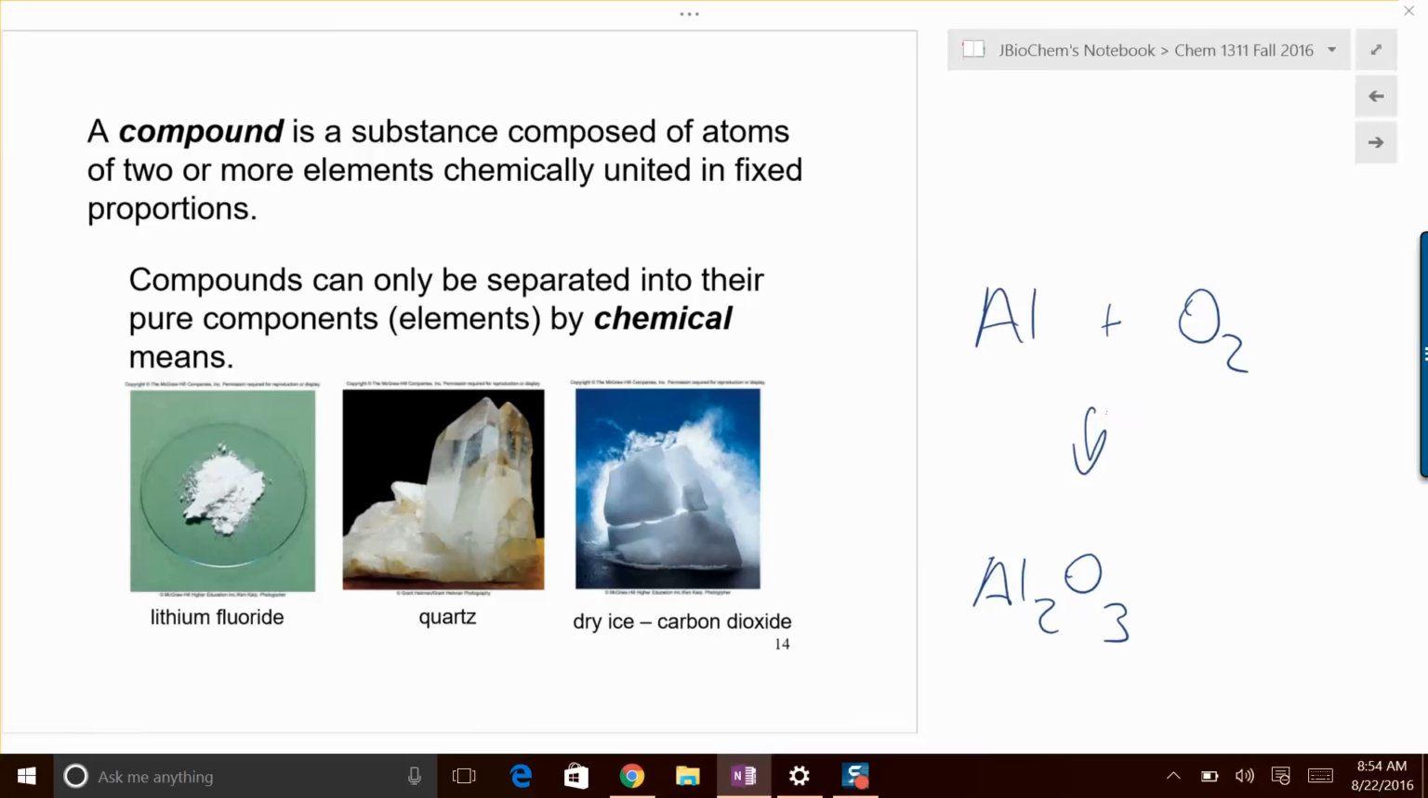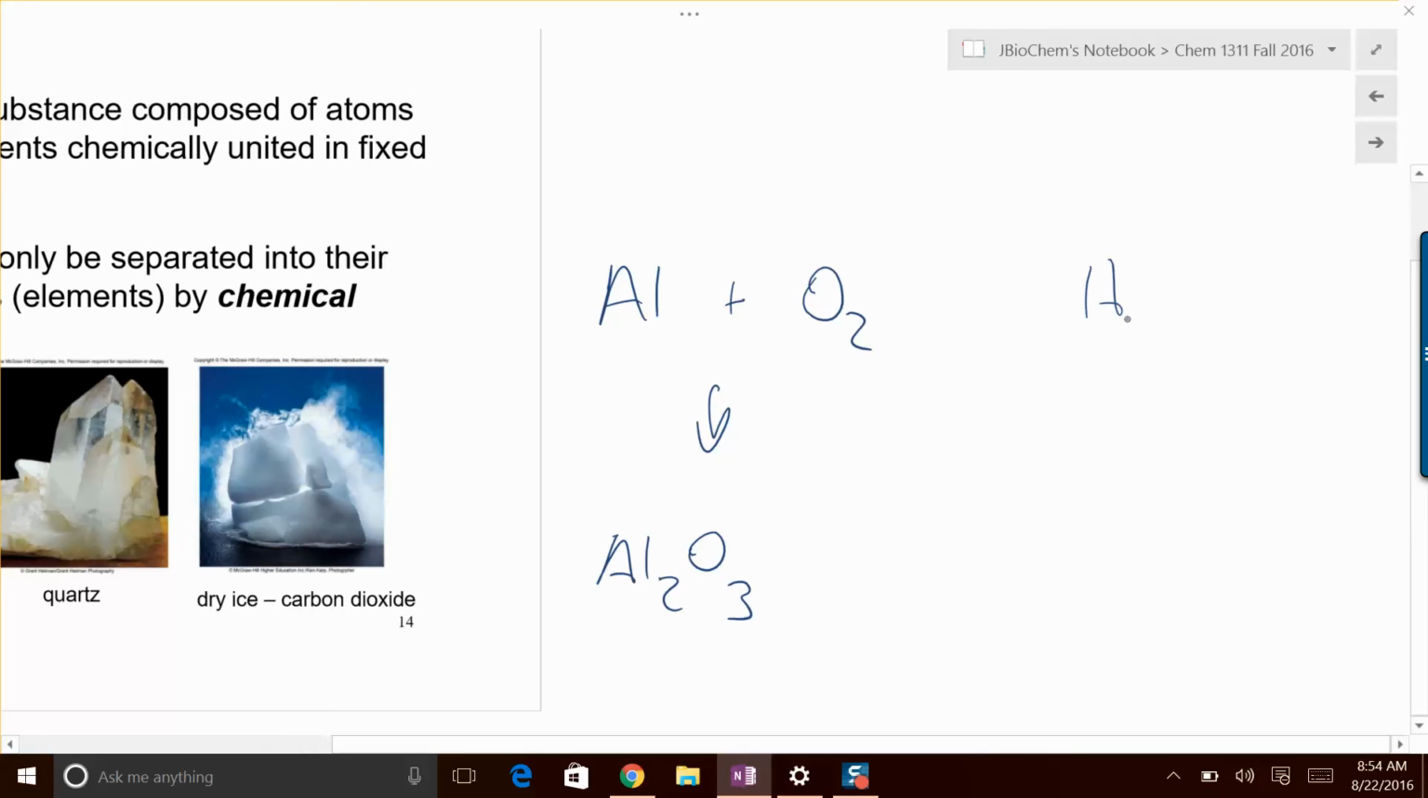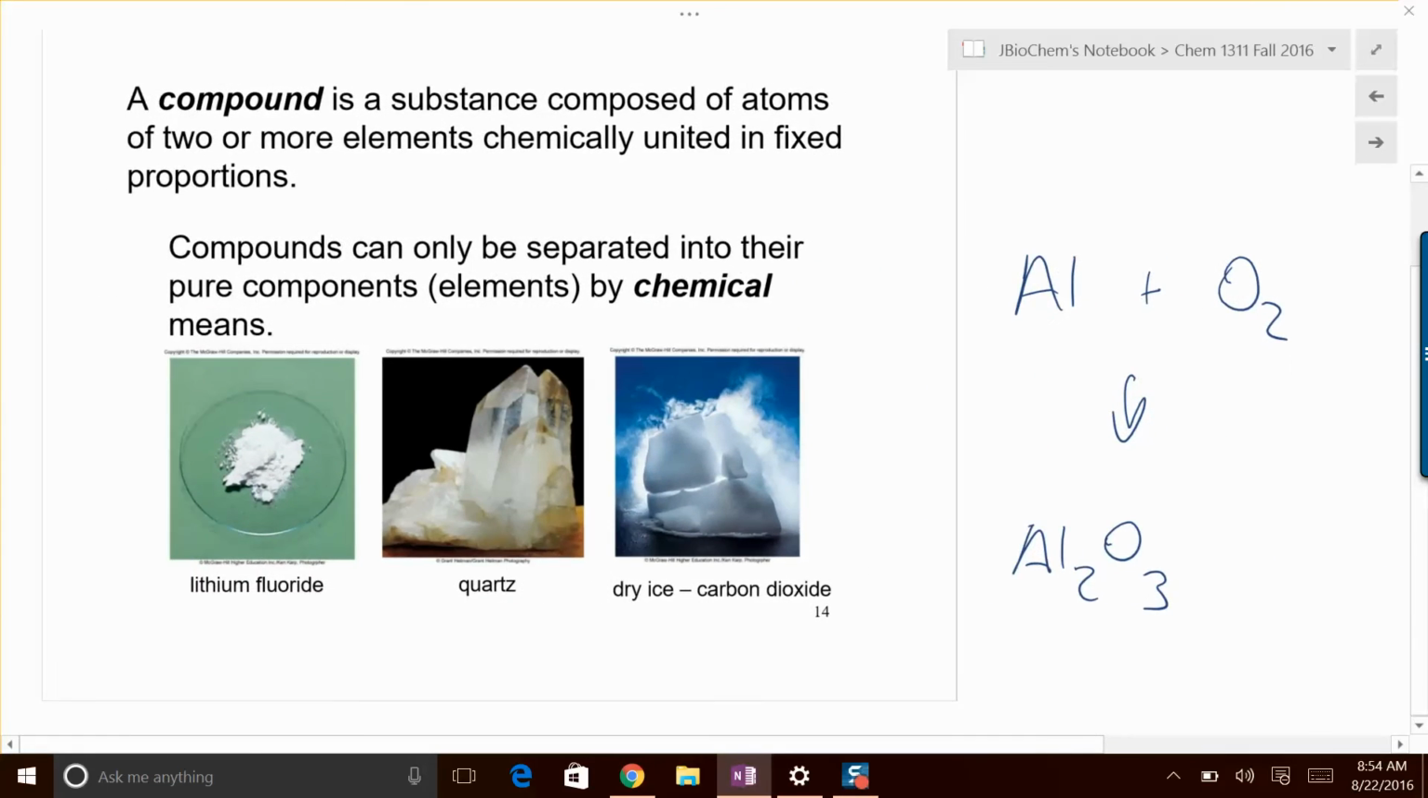Okay? So, for example, H2 plus O2. It's going to come together as H2O. That's the ratio that it comes together, right? Hydrogen plus oxygen react to form water in that ratio, H2O. That's the ratio that they'll come together in. Okay? So they need to be in those exact ratios.